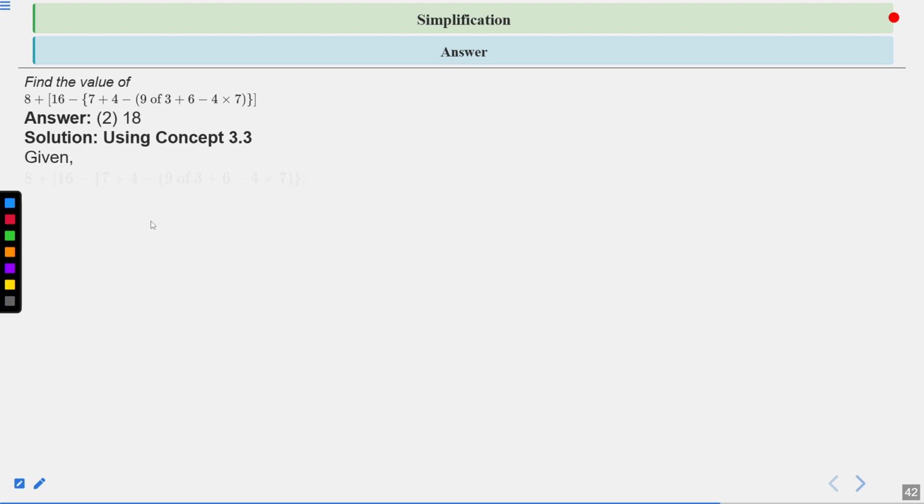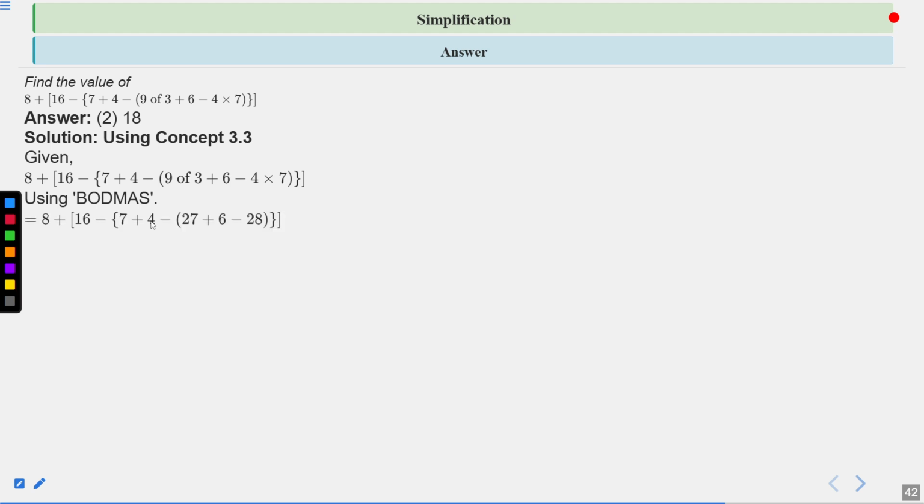So given that 8 plus in large bracket 16 minus in medium bracket 7 plus 4 minus in small bracket 9 of 3 plus 6 minus 4 into 7, and all the brackets are closed, small bracket, medium bracket, and large bracket. So we know that by the BODMAS rule, first we solve the bracket, then of, which means multiplication, then division, then multiplication, then addition and subtraction. And when we solve the brackets, first we solve the bar bracket, then small bracket, then medium bracket, and then large bracket.